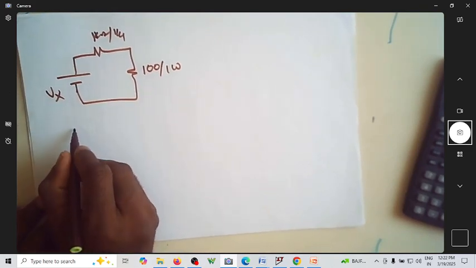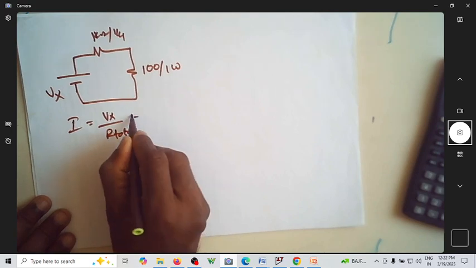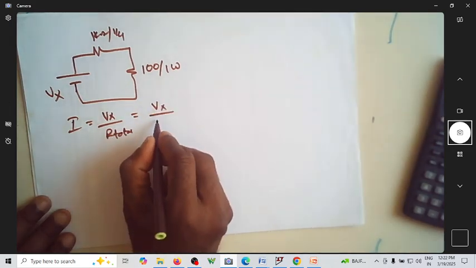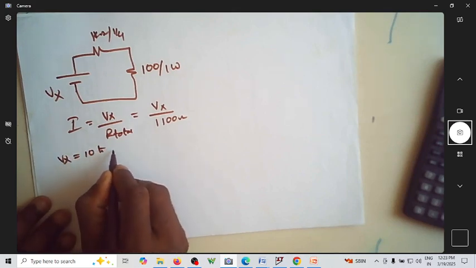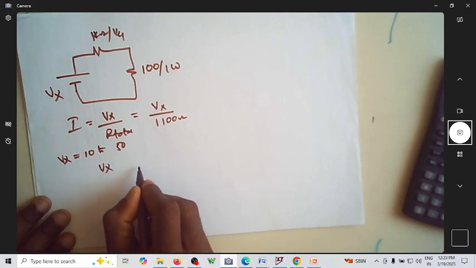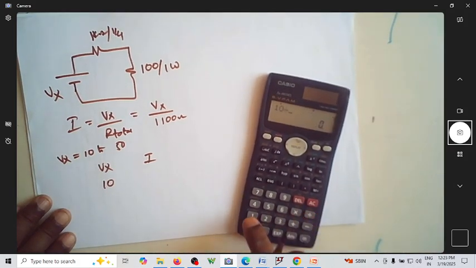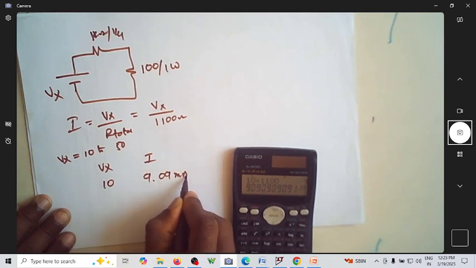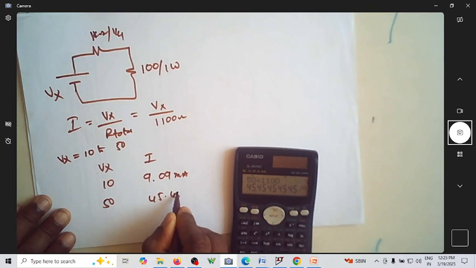Again on the same lines, so what is I that is possible? It is Vx by R total, and R total is 1100 ohms. Suppose Vx varies from 10 volt to 50 volt. If it is 10 volt, let me write it as Vx. This is I. If it is 10, then it is 10 divided by 1100. It would be 9.09 milliamperes. If it is 50, then it is 50 divided by 1100, which is 45.45 milliamperes.